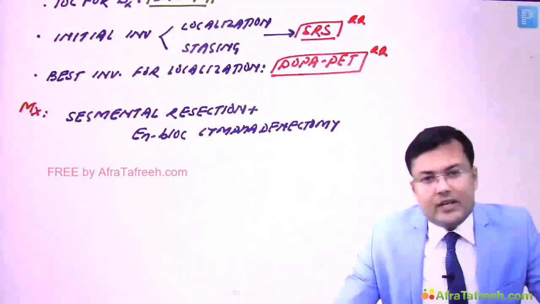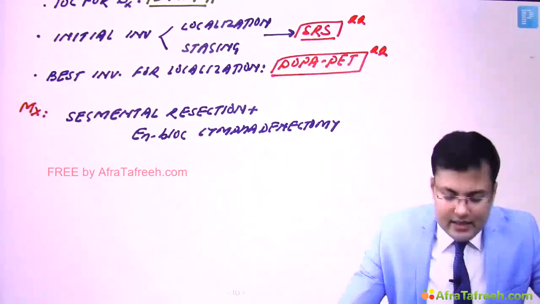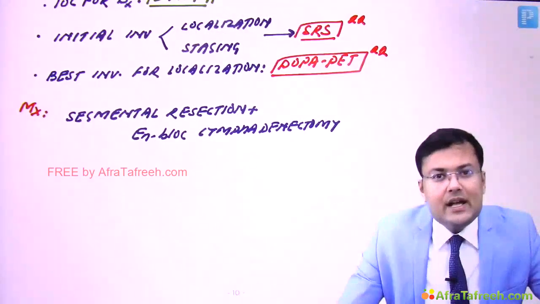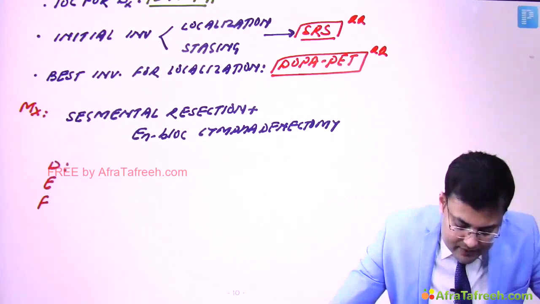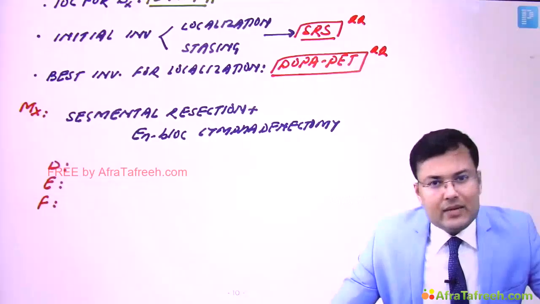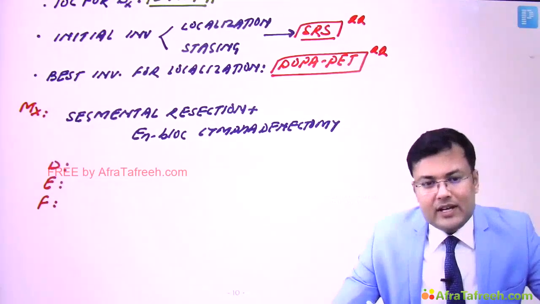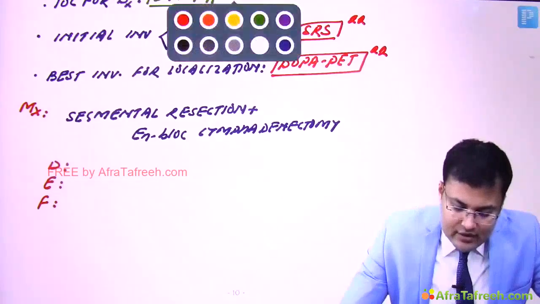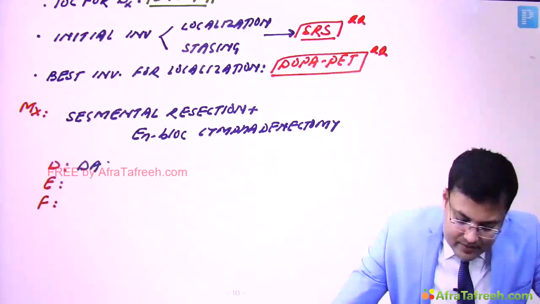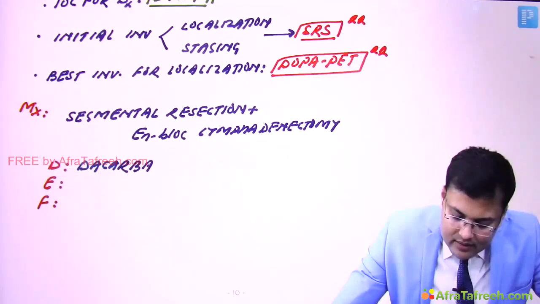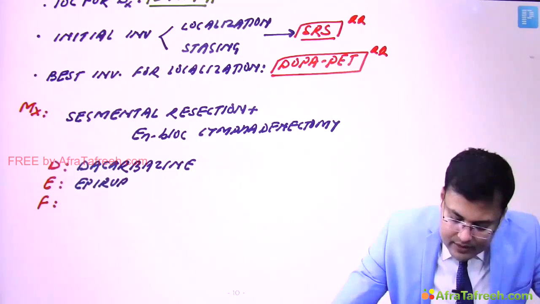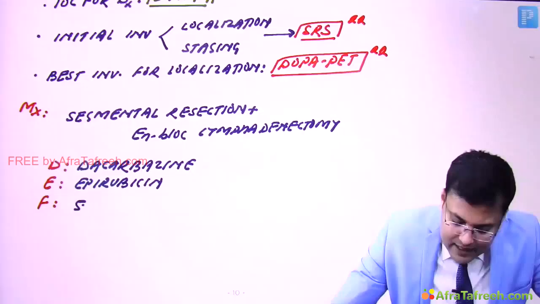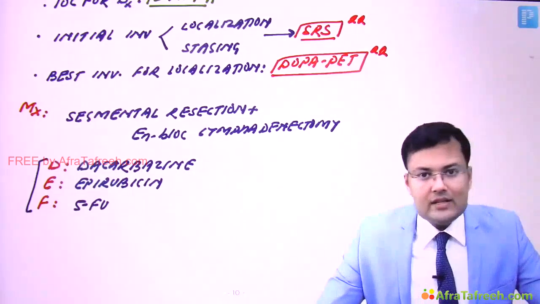Okay, what is the chemotherapy regimen which is given? And here the name of the regimen is DEF. Clear? D is dacarbazine, E is epirubicin, and F is 5-fluorouracil. So D, that's dacarbazine. E, it's the epirubicin, and F is the 5-fluorouracil. So this is the chemotherapy regimen which is given in carcinoid tumors.